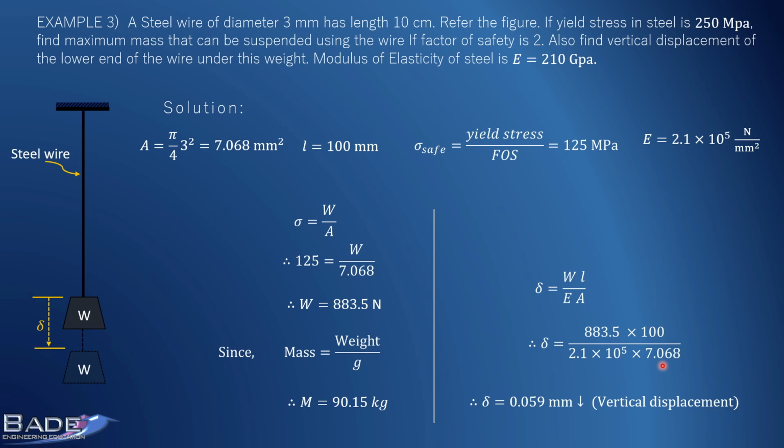Now this is very important. You are asked to find vertical displacement of the lower end of the wire. Displacement is vector quantity. So when you write vertical displacement, whether it is upwards or downwards, you should mention in the answer. So 0.059 millimeter downwards, that is the displacement of lower end of the wire.